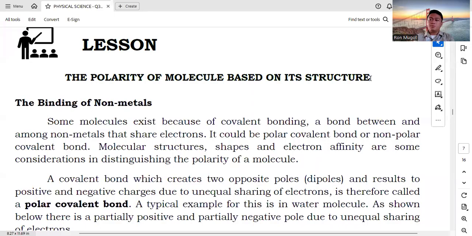Hello, everybody. Let's start our part two lesson on the polarity of molecules based on structure.